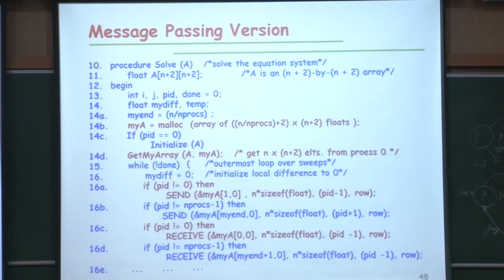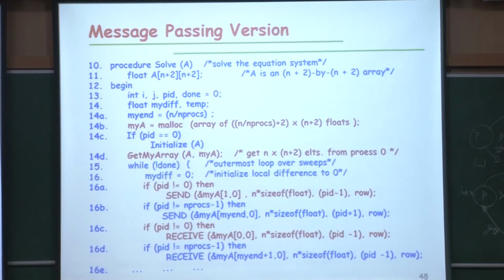Sure. How does the process differentiate between whether the receive is the first ghost row or the last ghost row? That is a good question. If you see, it is going to say receive from PID minus 1. Any message that it receives from PID minus 1 is going to be for the first row.